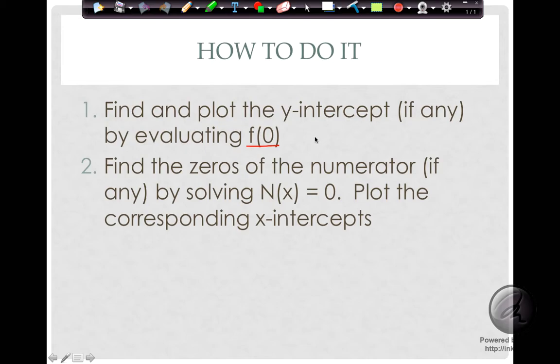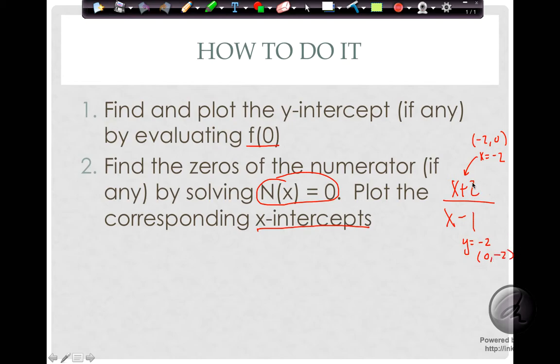You then need to find your zeros or your x-intercepts. And the x-intercepts occur whenever the numerator is 0. So if you had x plus 2 over x minus 1, your x-intercept is x equals negative 2. So it's the point negative 2, 0. That would be your x-intercept. In this particular case, if you found the y-intercept, if you plugged in 0 for x, you would get a y-intercept of negative 2. So you'd have the point 0, negative 2, the 2 over negative 1 there.